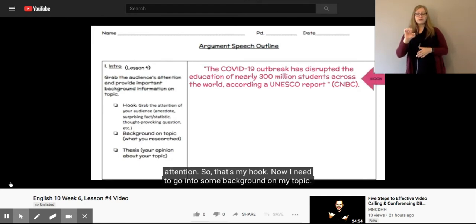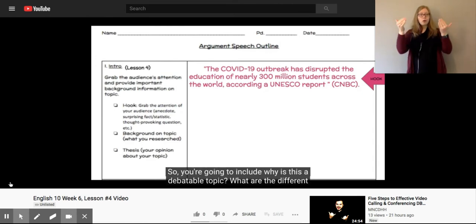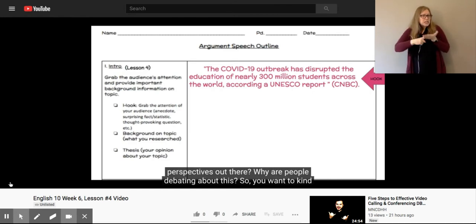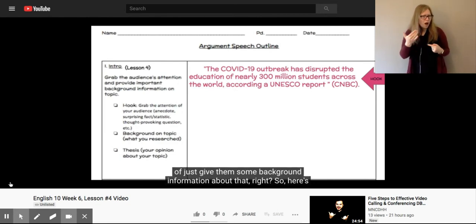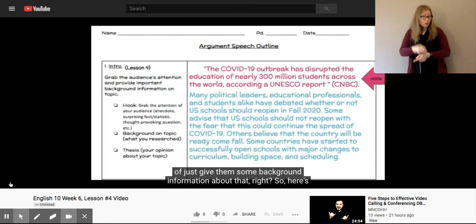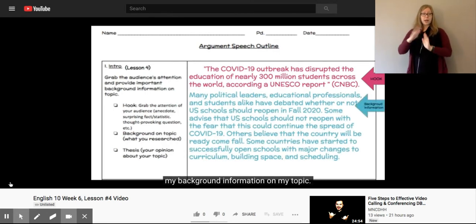So that's my hook. Now I need to go into some background on my topic. You're going to include: why is this a debatable topic? What are the different perspectives out there? Why are people debating about this? You want to give them some background information about that, right? So here's my background information on my topic.